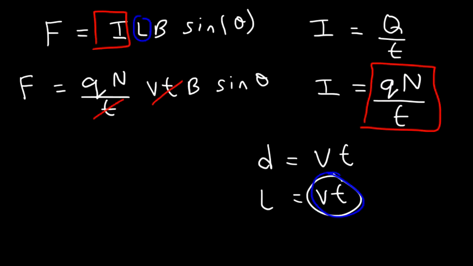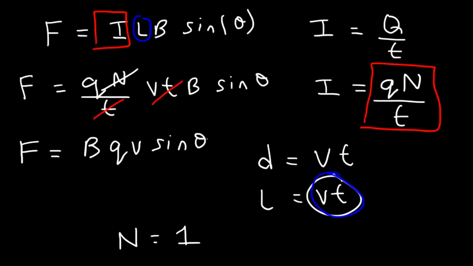Now, if you want to find the magnetic force on a single point charge, that means there's only one charged particle, so n is 1. So when n is 1, we can get rid of it. This leaves us with F is equal to BQV sine theta. So that's how you can calculate the magnetic force on a moving charged particle when it's inside a magnetic field.